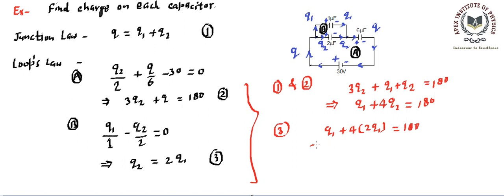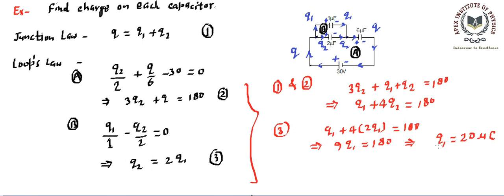Now if we simplify this, we will find 2 and 4, 8, 8 and 1, 9, so 9 Q1 is equal to 180. From here we will be able to find the value of Q1. So the value of Q1 comes out to be, if we divide it by 9, 20. So it becomes 20 microcoulomb. So 20 microcoulomb charge is going to be on the capacitor 1.